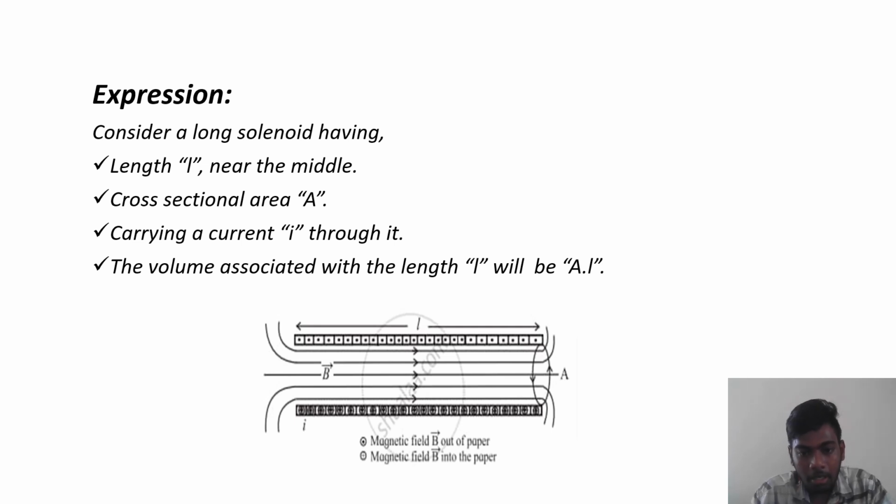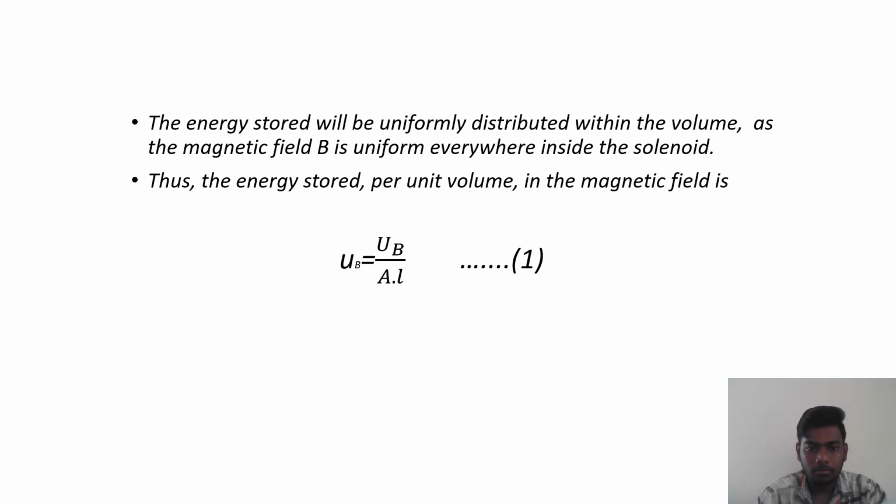The diagram below shows the solenoid and the magnetic field B bar over a length l meters. The magnetic field out of the paper can be represented as dots, and the magnetic field B bar into the paper is represented as hyphens. The energy stored will be uniformly distributed within the volume as the magnetic field B bar is uniform everywhere inside the solenoid. Thus, the energy stored per unit volume in the magnetic field is given by small u suffix B equals capital U suffix B by A into l, represented as equation 1.